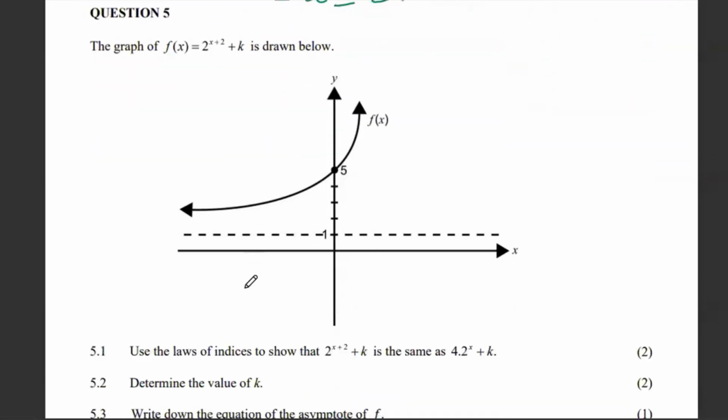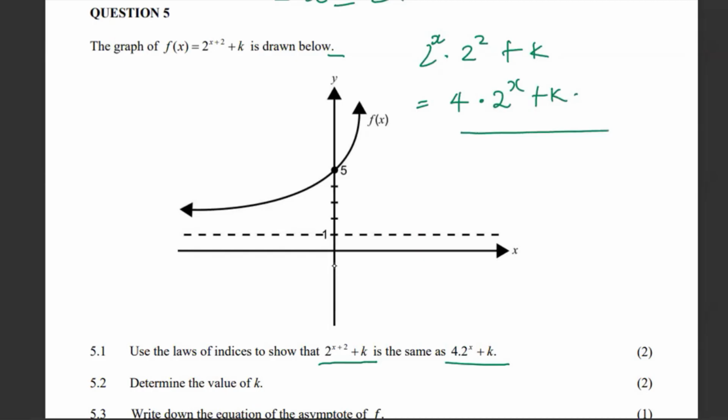And then for question 5, which is the exponential, f of x is 2 to the x plus 2 plus k, drawn below. All right. Use laws of indices to show that this is also the same as that. So we split this up now. 2 to the 2x multiplied by 2 squared plus k. We know that 2 squared is the same as 4. Now multiplied by 2 to the x plus k. That's all we have to show.